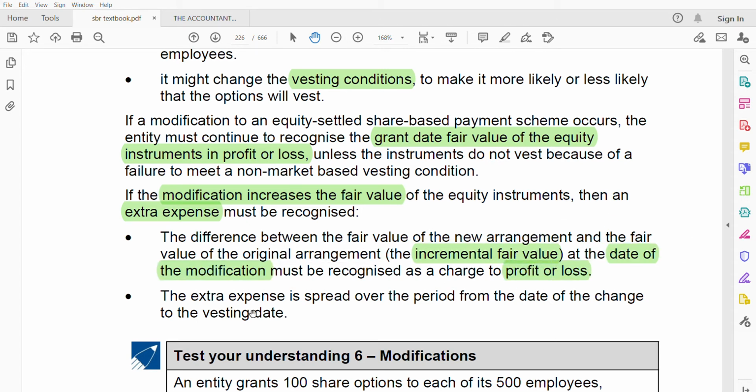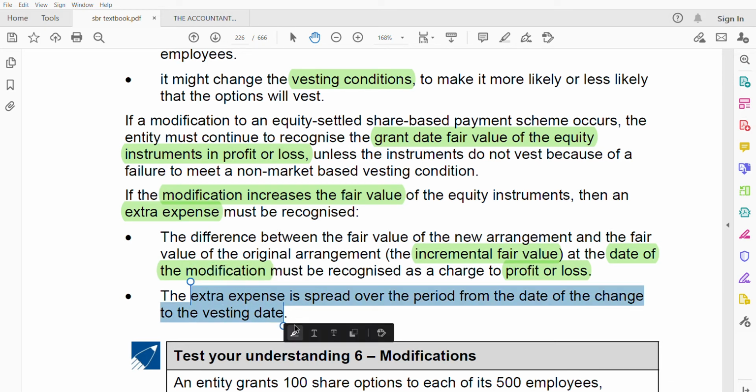So this extra expense will be spread over the period from the date of change to the vesting date. Until it vests, it will be spread. That means you divide it between the number of years. Let's say your vesting period is 3 years. So that extra expense would be divided by 3. It's like that.